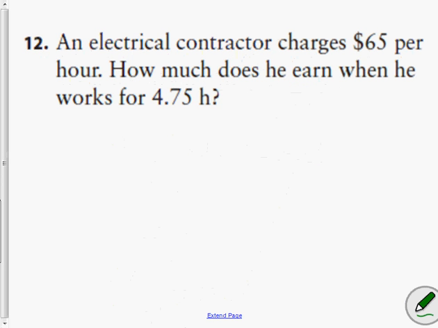Question 12, an electrical contractor charges 65 bucks an hour. How much does he earn when he works for $4.75 an hour? How old is this textbook? An electrical contractor, oh, sorry, never mind. I was thinking it was $4.75, as in that's how much he made an hour. But it's 4.75 hours. Or, can anyone tell me how many minutes that is? 4 hours and how many minutes? Decimal 45 minutes. Mr. Brock is on fire. Correct.